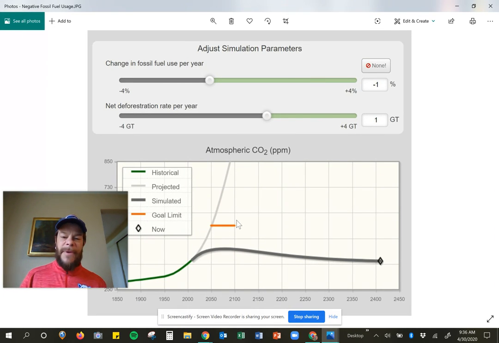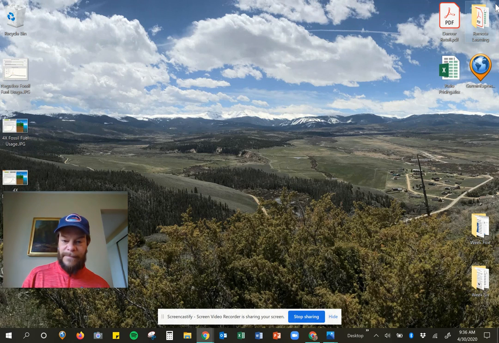Fossil fuels are so impactful that by decreasing our amount of fossil fuel usage by a factor of just 1, not even 4, by a factor of 1, we will never run out. You can click this forever, and it just keeps going down and down and down. We never reach our goal limit, and we never get that trend decreasing.